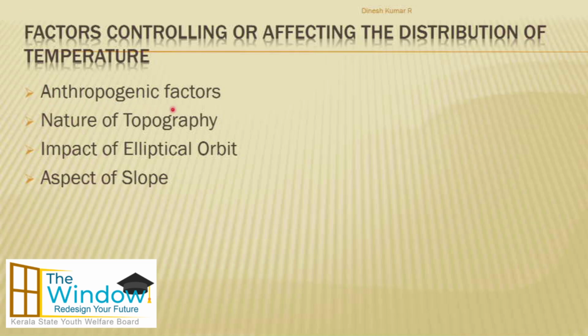I hope there is no need to explain this particular thing. Anthropogenic factors means the factors associated with human beings, mankind, right? So in present-day climate change, I can say anthropogenic factors play the most important role, may it be deforestation, may it be emissions of various greenhouse gases, anything. We are contributing too much to increasing the temperature of the globe. So that is the anthropogenic effect. Similarly, nature of topography: we have just mentioned mountain peaks are generally colder, lower areas are generally warmer. The impact of the elliptical orbit, equinoxes and solstices, we have already discussed all these things.